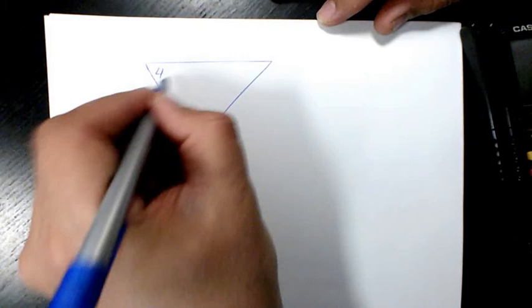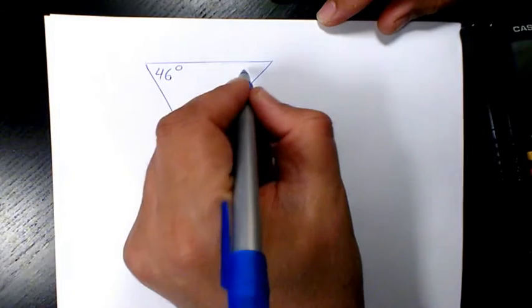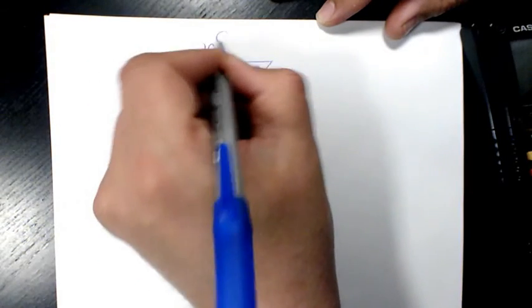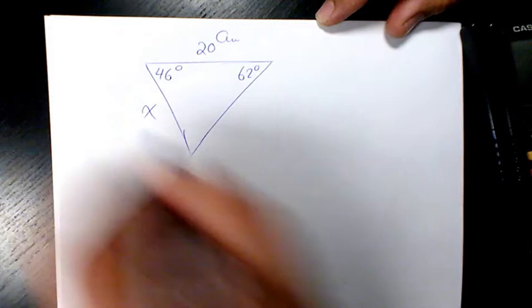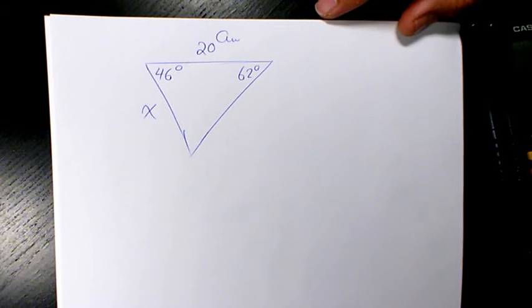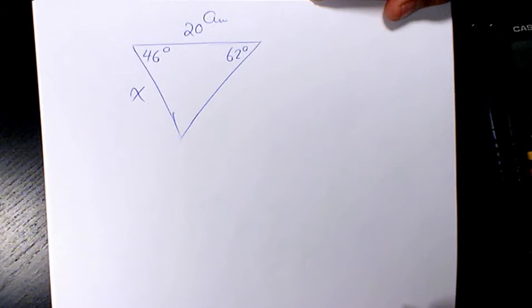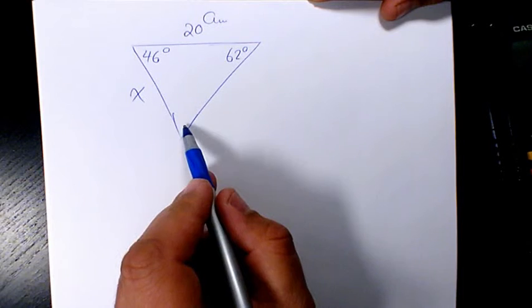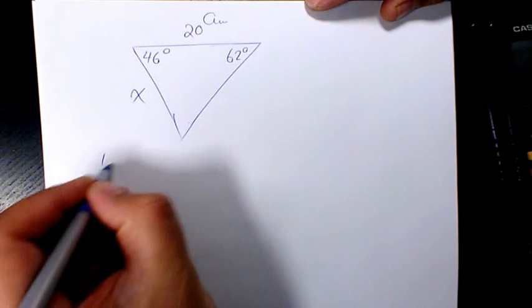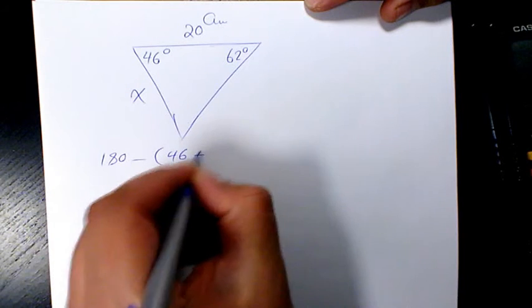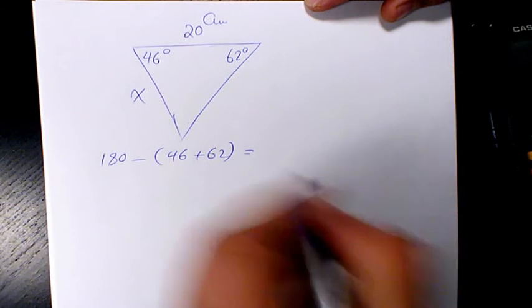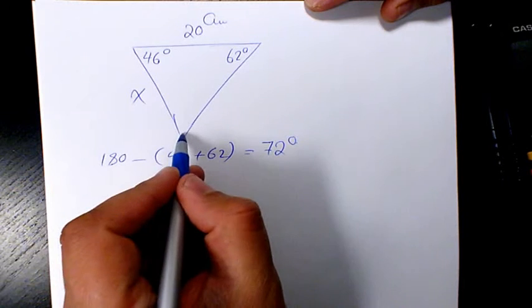This example: 46 degrees, 62 degrees. Here we have 20 centimeter. Find out the x in here. So first of all, we're gonna find out the angle in here. 180 minus 46 plus 62. 46 plus 62 is 108. 180 minus 108 is going to be 72 degrees. So here we have 72 degrees.